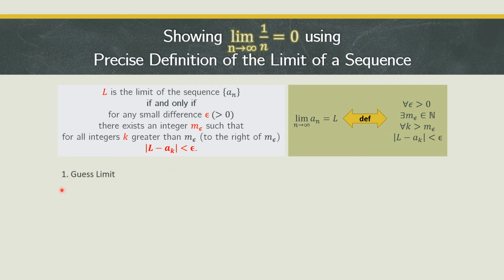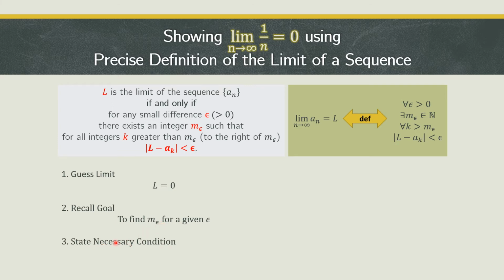First is to guess the limit. Here we are guessing that the limit is 0, and we're going to try to show that this guess is correct. The goal is to actually find an m sub epsilon for any given epsilon. If we can find that m sub epsilon, then we have shown that our limit is correct. If we cannot find that m sub epsilon, then our limit is wrong.